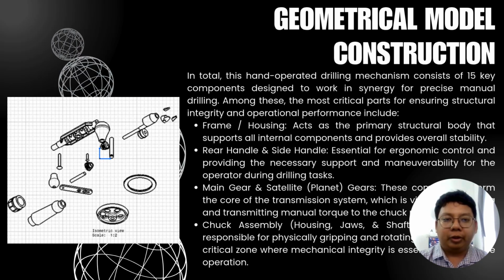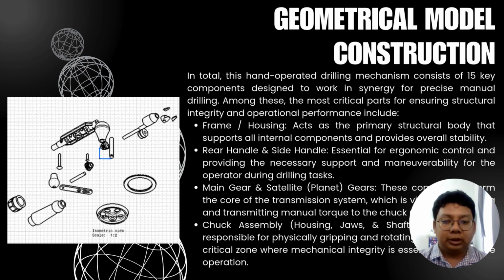Now we move on to the geometrical model construction. The manual handrail model was constructed using CATIA V5 and consisted of 15 main components. These components included the frame or housing, rear handle, side handle, main gear, planetary gear or pinion gear, shafts, chuck housing, chuck jaws, and other supporting parts. The frame or housing provides the main structural support for the assembly. The rear and side handles allow the operator to hold and control the drill. The main gear and planetary gears transmit the rotational motion from the crank handle to the chuck mechanism. The chuck housing, jaws, and shaft are responsible for holding and rotating the drill bit.